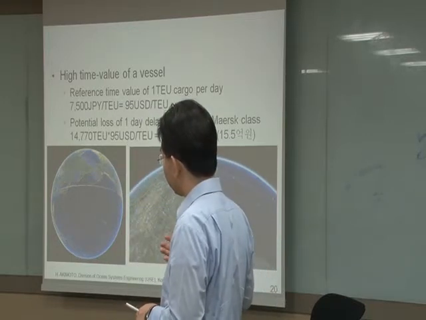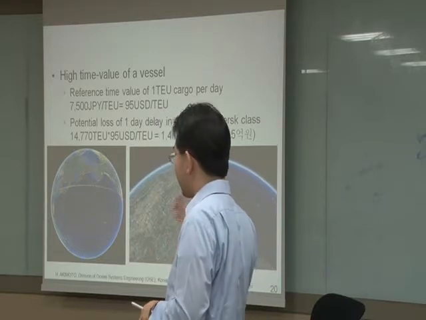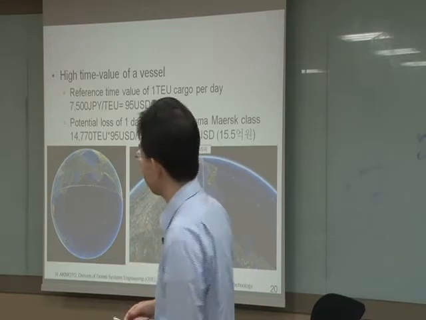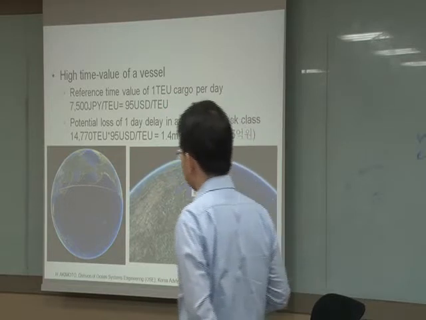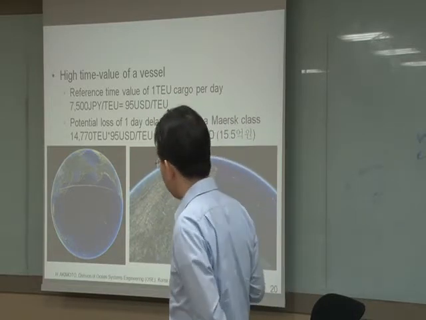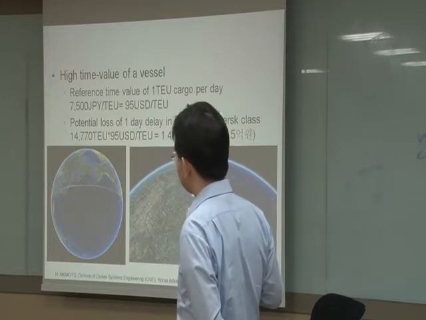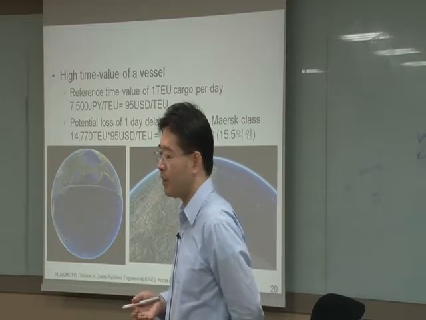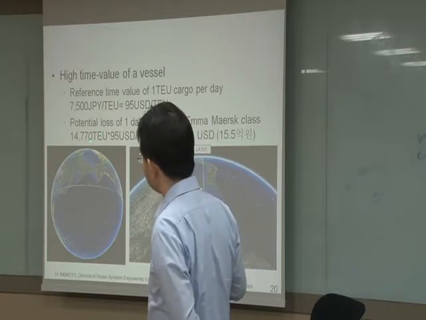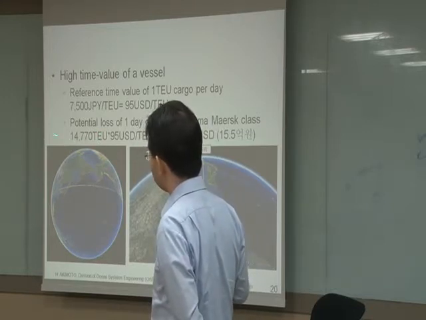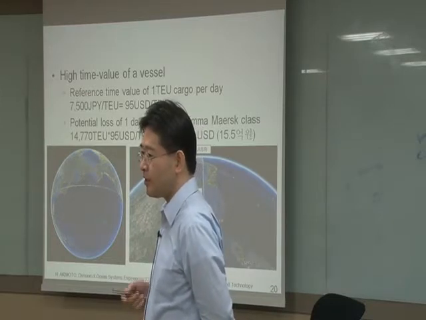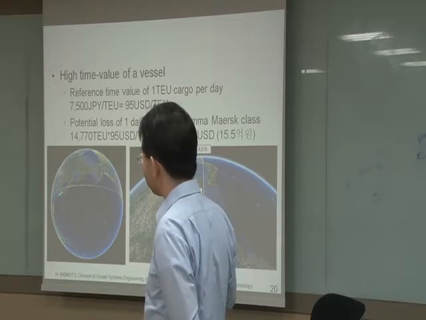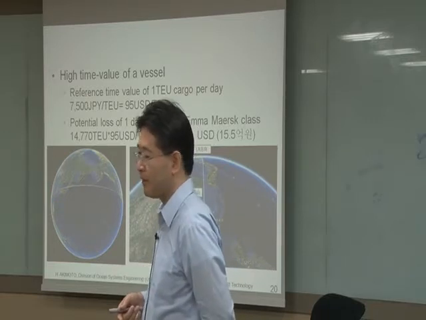So there might be expensive containers and very cheaper containers. But if it is this amount, it is 95 US dollars per TEU. So if Emma Maersk class container ship delays one day, the potential loss is 1.4 million US dollars. So it is because they pass the Japanese port.